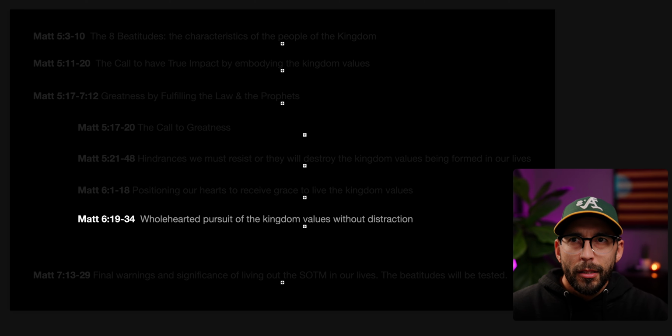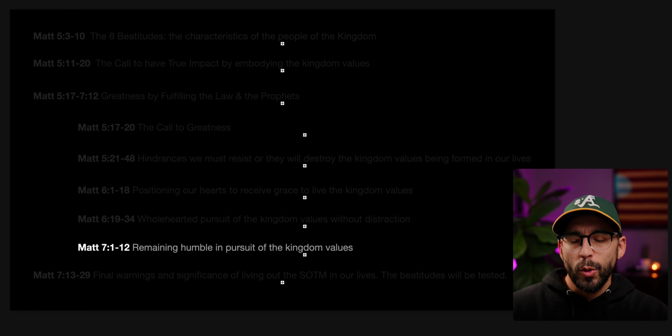This is trickier. I put a lot of thought into this, and I'm not quite satisfied with what I have, but it's where I'm at right now, and it makes sense to me, and I've thought about it a lot. I think Matthew 6:19-34 is wholehearted pursuit of the kingdom values without distraction. I think Jesus addresses a couple of issues, whether it be money, fear, anxiety, and he's teaching us to seek his kingdom, those kingdom values, wholeheartedly, and not be distracted by the things that the world tells us we need or are important. That's the main gist of what's going on there, with lots of details that we want to get into, but that's the main idea.